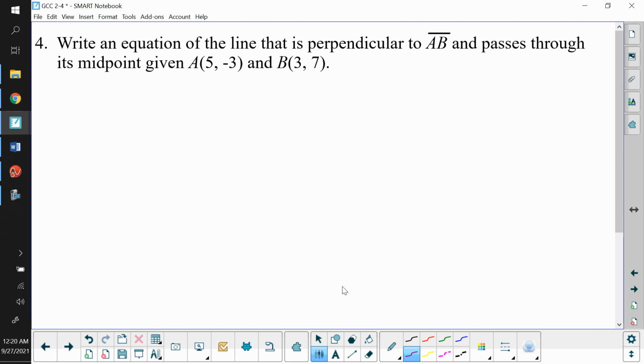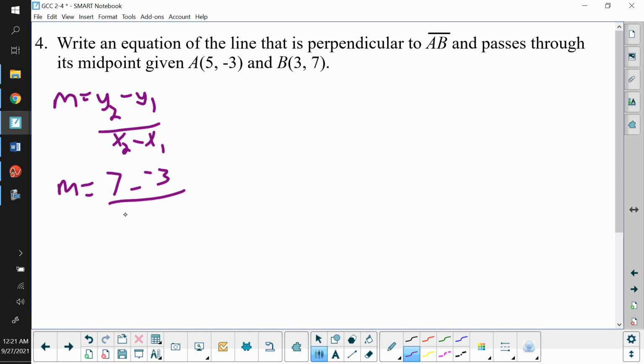Moving on to 4, we want perpendicular, so we're going to think negative reciprocal slope to AB, and we want to pass through the midpoint. Well, first, let's find out what our current slope is. And we'll do that like we saw on the weekend's homework, y2 minus y1 over x2 minus x1. For y2, I'm going to start with 7 minus, and then I'll put negative 3 over. If I started with 7, I've got to start with 3 for the x's, minus 5. Well, minus a minus becomes a plus.